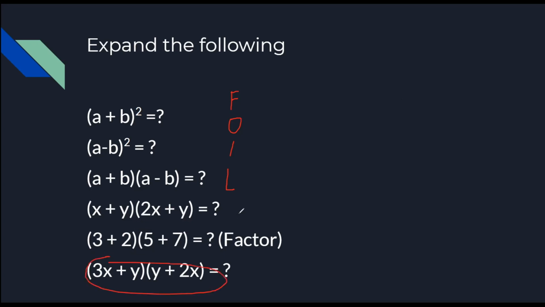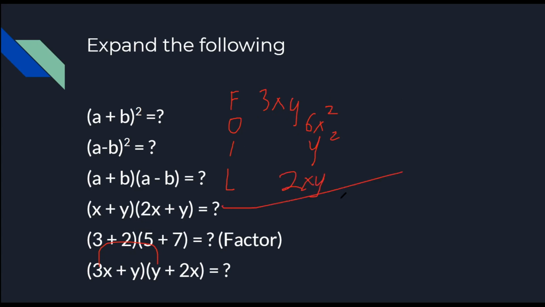This last one. Mary? Okay, so if we follow FOIL, first we do 3x times y, which equals 3xy. Yep, exactly. Then we do 3x times 2x, which is 6x squared. Yep. And then we do y times y, which is y squared. And lastly, y times 2x, which equals 2xy. Then we can combine this answer with 3xy, and so we get 6x squared plus 5xy plus y squared.